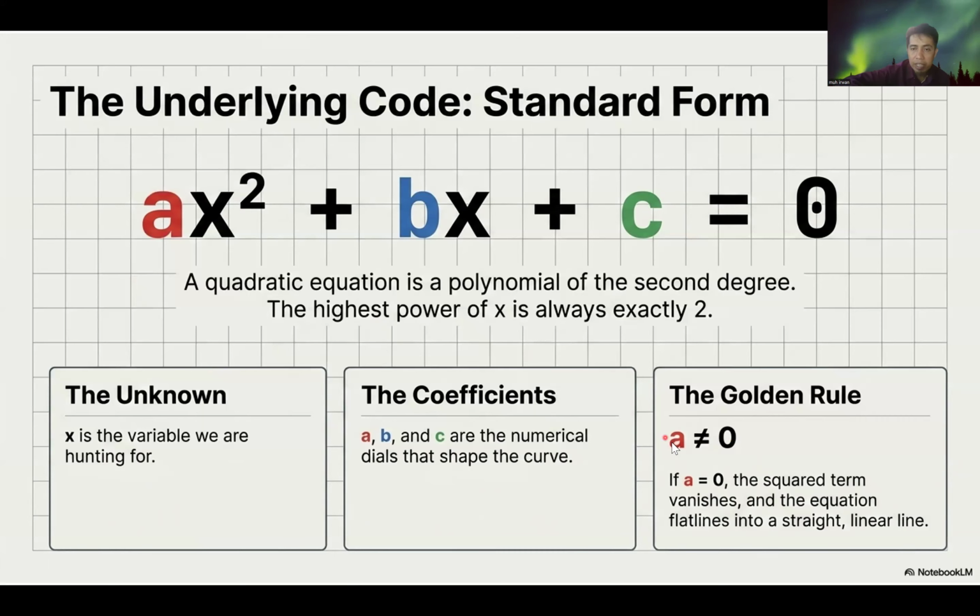What happens if a equals 0? If a equals 0, this equation becomes a linear equation, or a linear line. So to be a quadratic equation, a must not equal 0, and b and c are real numbers.